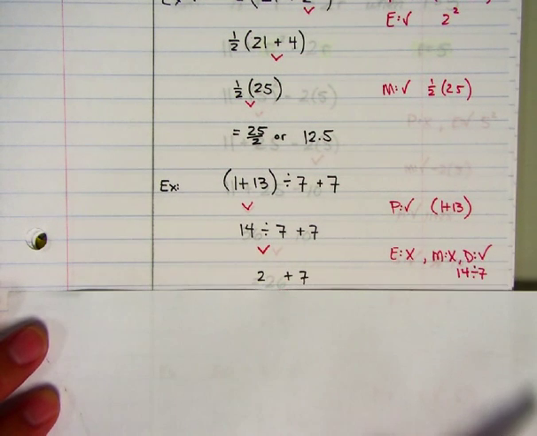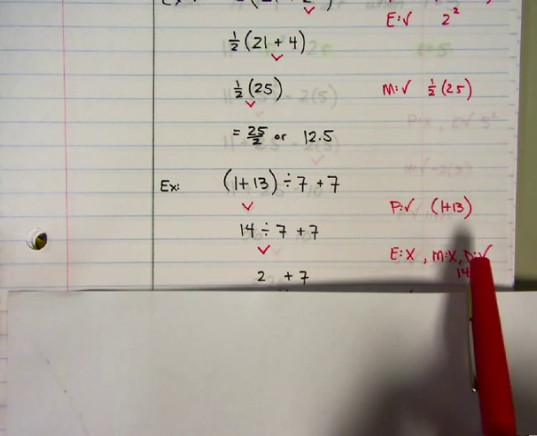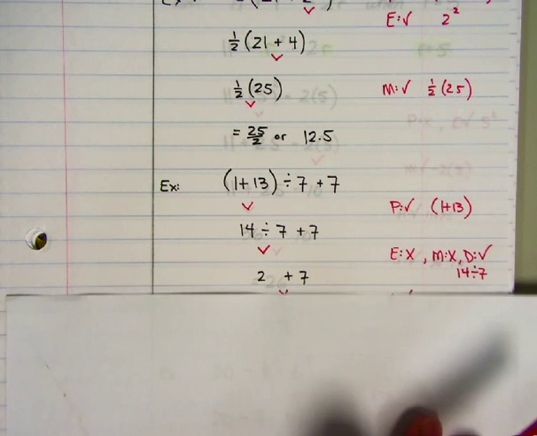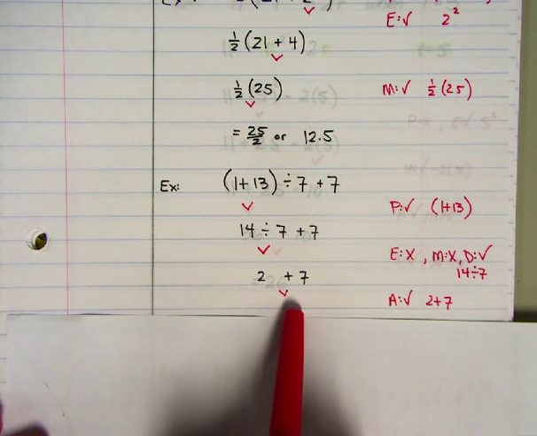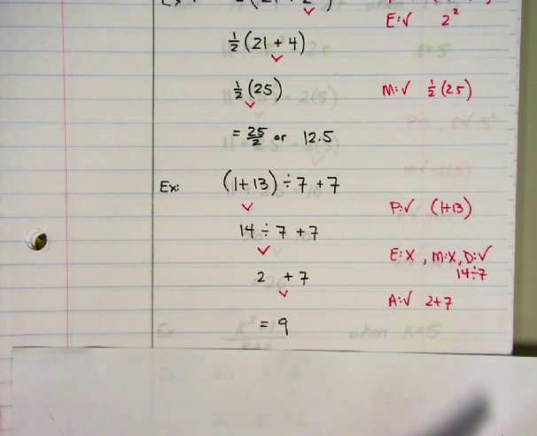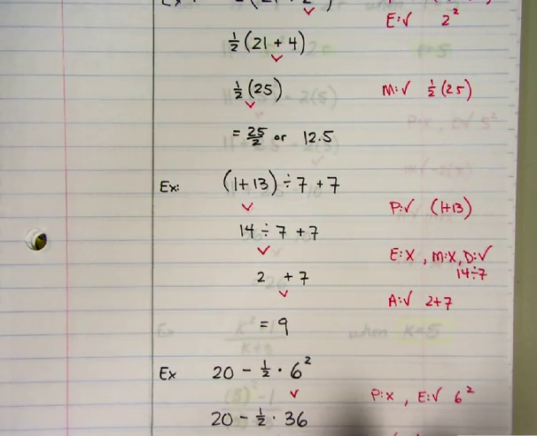I got to that point. So I got parentheses, exponents, multiplication, division. Now I go to addition and subtraction. Well, there is no subtraction, so I just have to add 2 plus 7, which gives me my 9. Okay, let's take a look at another example.